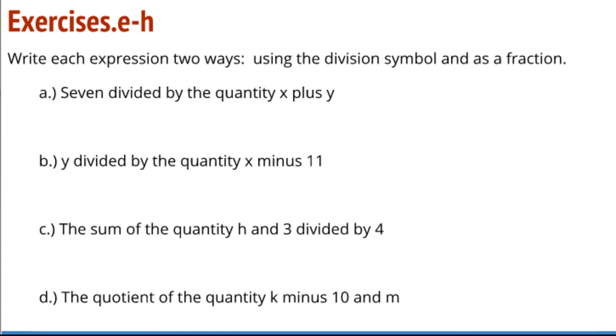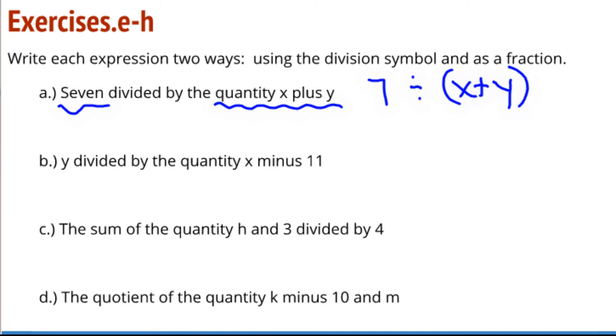All right, 7 divided by the quantity x plus y. So I have the quantity of x plus y, and I have 7. So I've got 7 and the quantity of x plus y, and 7 is divided by that quantity. So it's important that I put the parentheses in because I need to do the x plus y first before I have 7 divided by it. And then I can have 7 divided by x plus y. And if I wanted to write it horizontally, 7 divided by (x plus y).